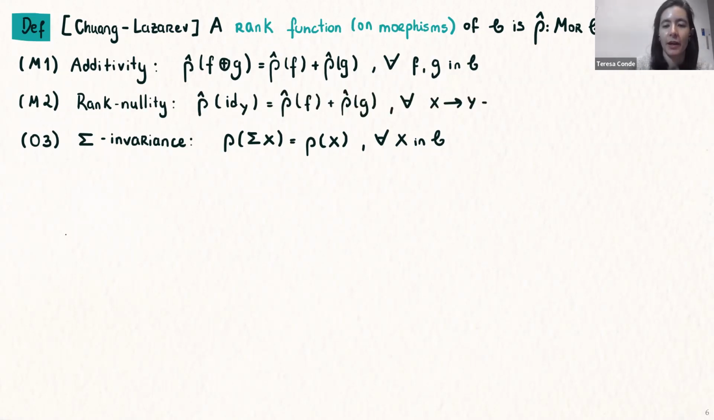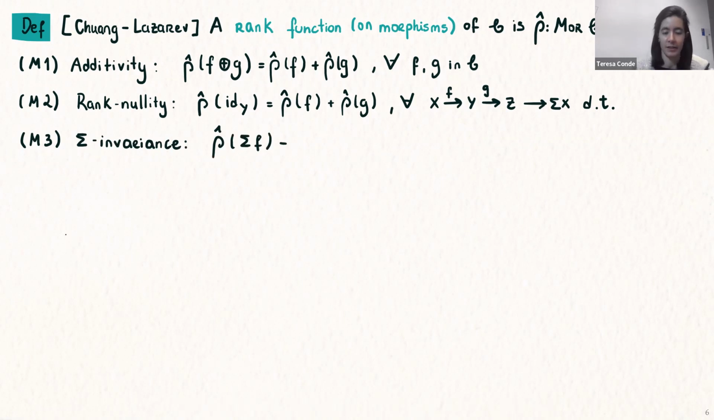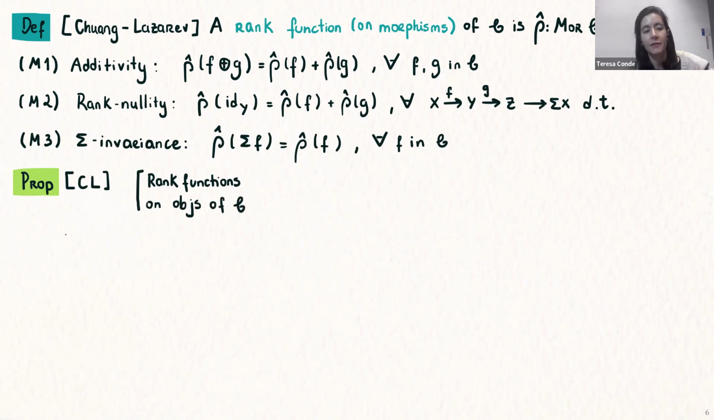So whenever we have a triangle like this one, we want that rho hat of the identity of Y is equal to rho hat of f plus rho hat of g. And lastly, the sigma invariance on objects is simply substituted by a sigma invariance on morphisms. And as I was hinting before, the two definitions that we have seen, on objects and on morphisms, are equivalent. This is a result, again, due to Chuang and Lazarev.